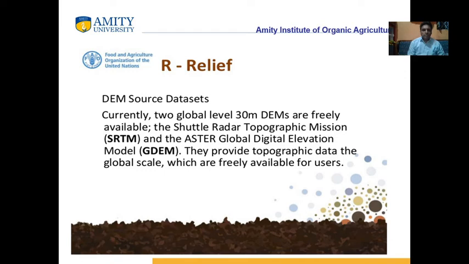Relief or topography or slope of the land. There are two important data sets, the Shuttle Radar Topography Mission and global digital elevation models. These two models are used for determination of relief. They provide the data regarding relief or slope of the land, which are freely available for the users.